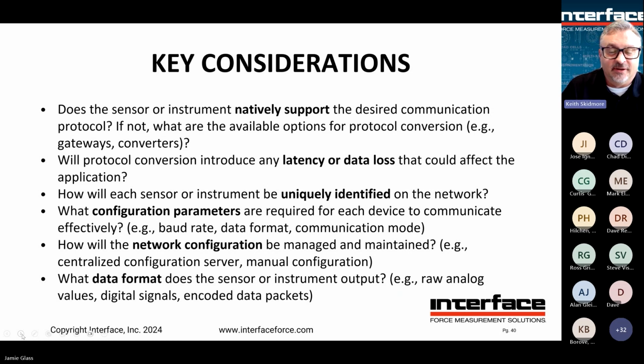How will each sensor or instrument be uniquely identified on the network? Different protocols use different ways of doing that. You may have to hard code things in, or sensors may identify themselves to the network. Things like IO-Link, they basically plug in and start broadcasting their data in already engineering units, for example.